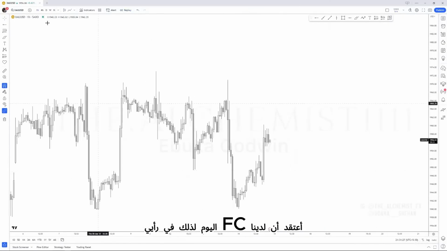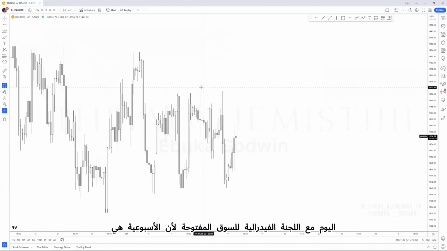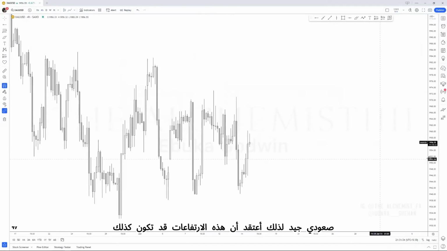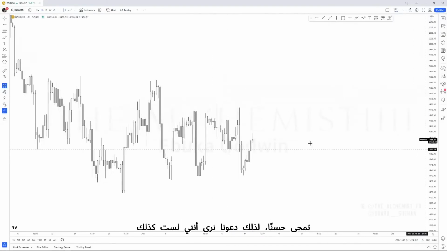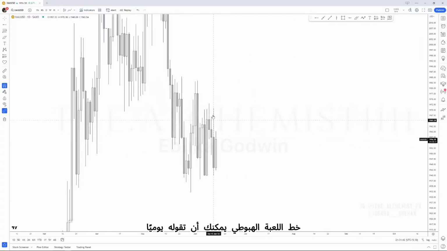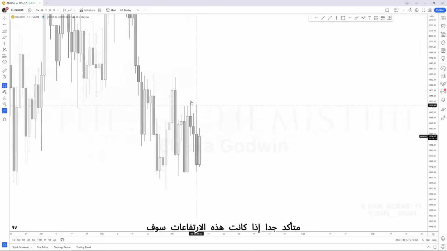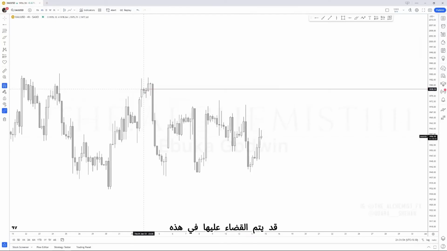So in my opinion, I think these highs might get wiped out today with FOMC because weekly is bullish. Okay, so let's see. I'm not very sure because daily is still in a bearish storyline. So we can't be very sure if these highs are going to get wiped out or not. But yeah, I think these highs might get wiped out into this resistance, the closest resistance we have.